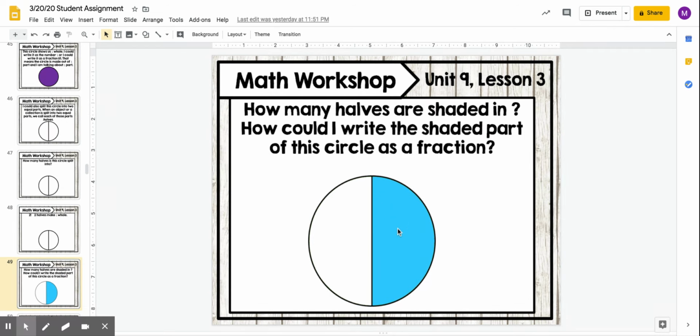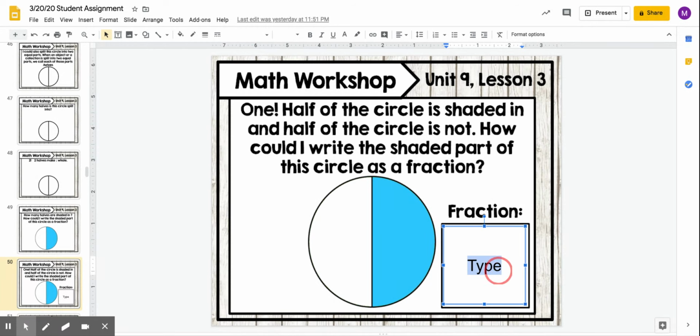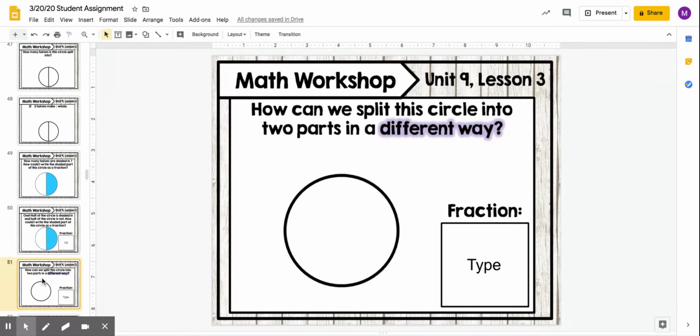How many halves are shaded in? How could I write this as a fraction? There's one part shaded in and one part not shaded in. So let's think about how we can make this a fraction. We learned yesterday that we put the number of parts that we have on the bottom and the number of parts we are talking about on the top. So that means I have one part shaded in and two parts all together.